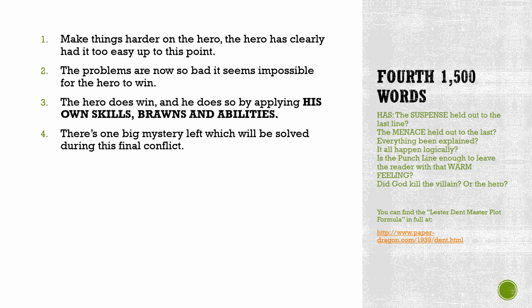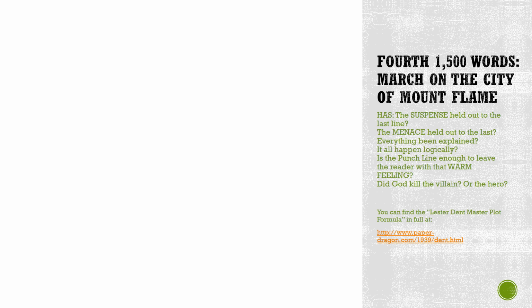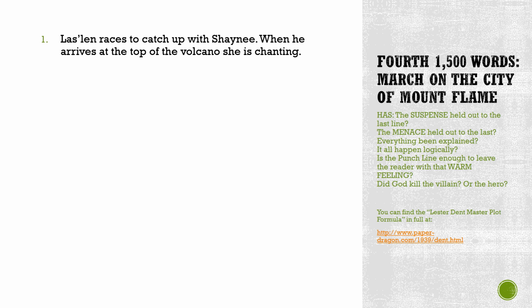There's one big mystery left which will be solved during the final conflict. A final surprising plot twist and a punchline to end the story. And yeah, that's the end of the Lessons in Story Structure platformer. Let's just quickly take a look at that for the March on the City of Mount Flame. Laslan races to catch up with Shani. When he arrives at the top of the volcano, she is chanting, "Uh-oh, that can't be good."